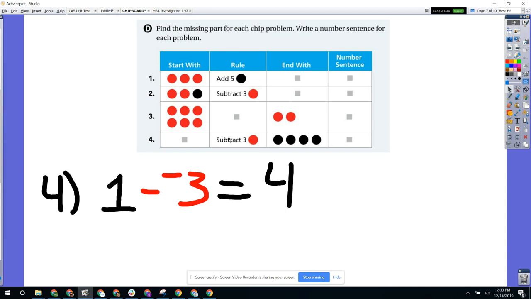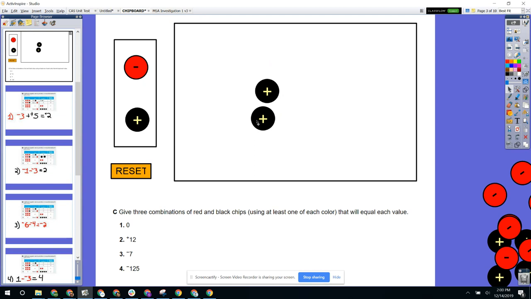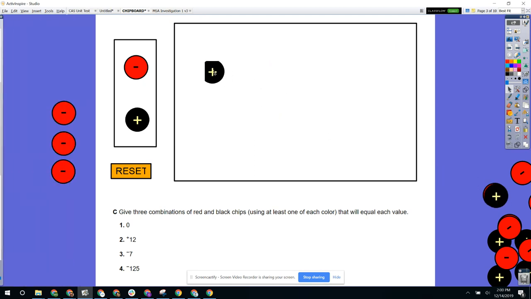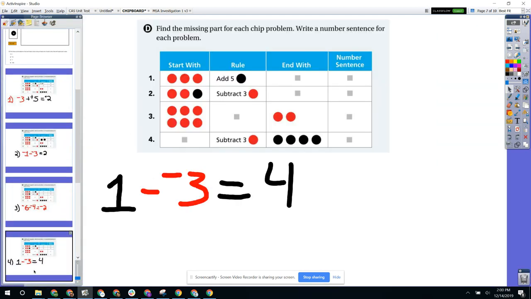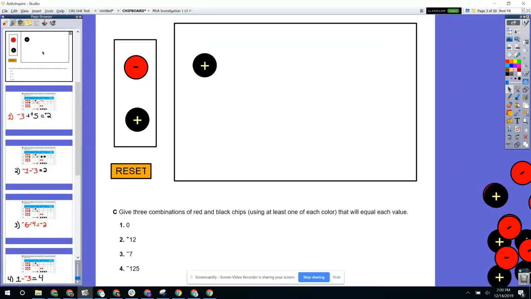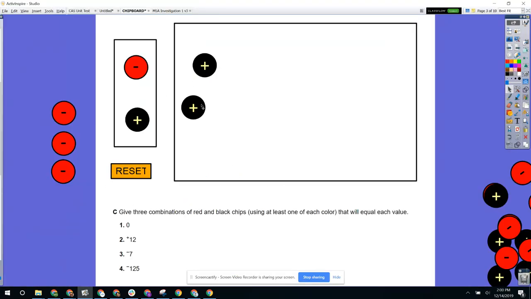where we start off in order to take away 3 red chips and end up at 4 black chips, ending up at 4 positive, is we would have to start at 1. So if we start at 1, I can show that here. If we start at 1, the only way that we can take away 3 negatives, subtract 3 negatives here, and end up at +4 is if we were to start at +1. And we would have to start at +1 with a whole bunch of positive and negative pairs.